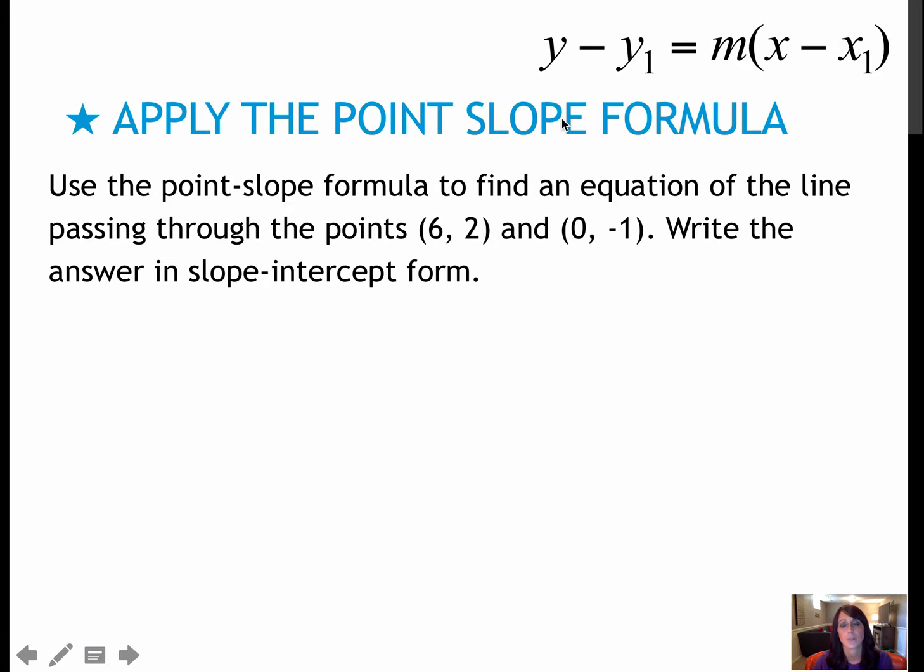Here's one for you to try. This one's easier than the last one. Go ahead and go through the whole process, find the slope, point slope form, slope intercept form, and then press play to check your work.